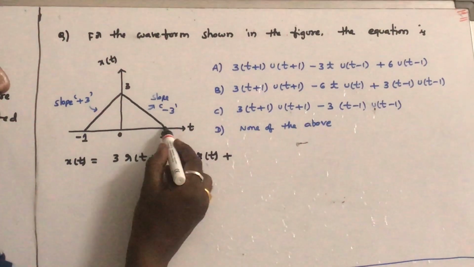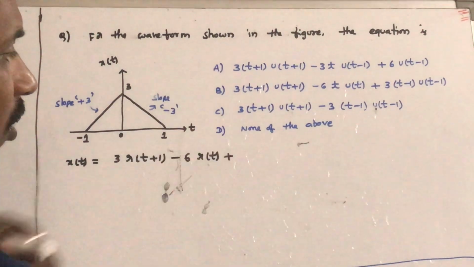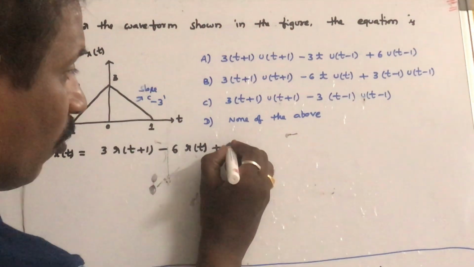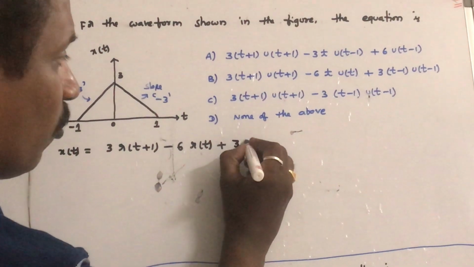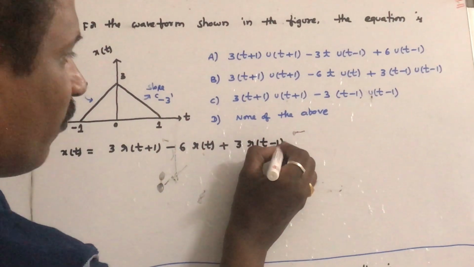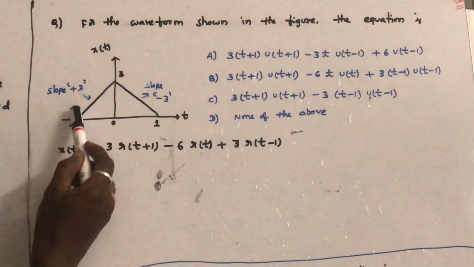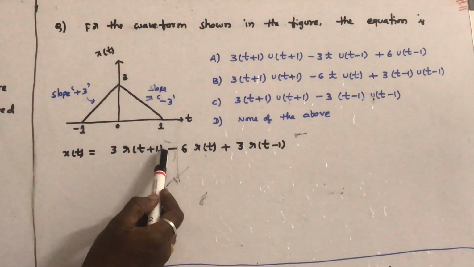After t is equal to 1, the slope suddenly becomes 0. That means we are adding a ramp of plus 3 slope at t is equal to minus 1. First we have to write the equation for this, simply 3 into r of t plus 1.